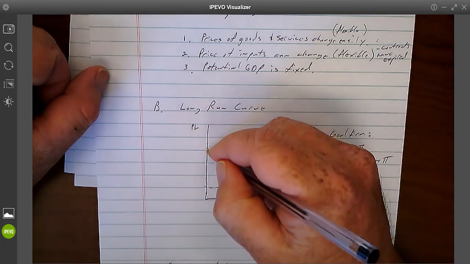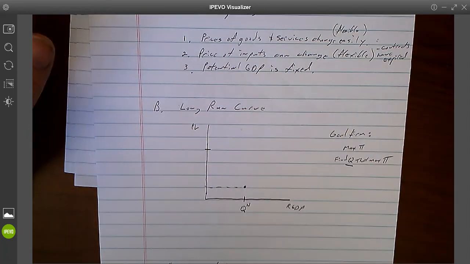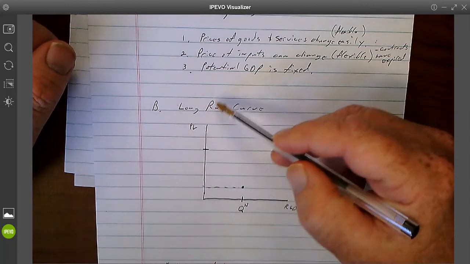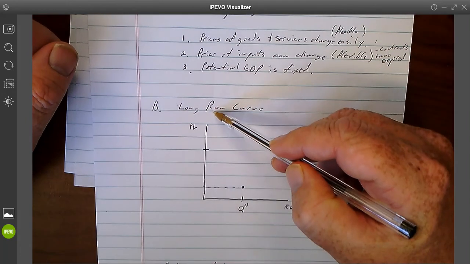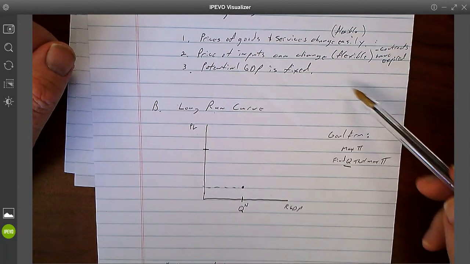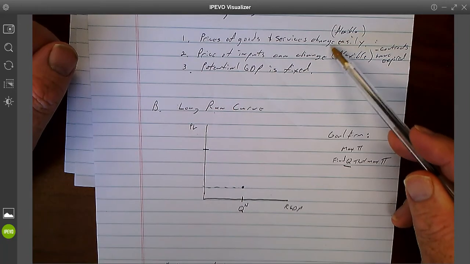But let's say the price level goes up to here. And we're talking about the long run. How much should I produce to maximize my profit? Well, in the long run, if the price level goes up, what does that mean? It means the price of goods and services have gone up, right? So the price of my product has gone up.